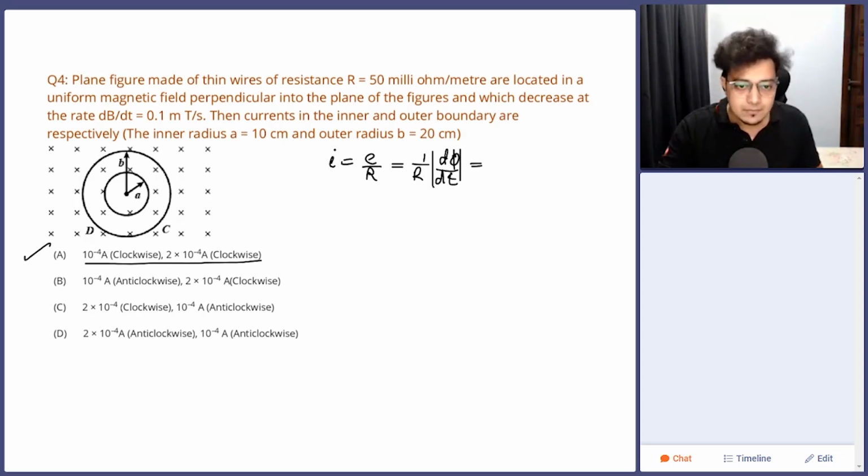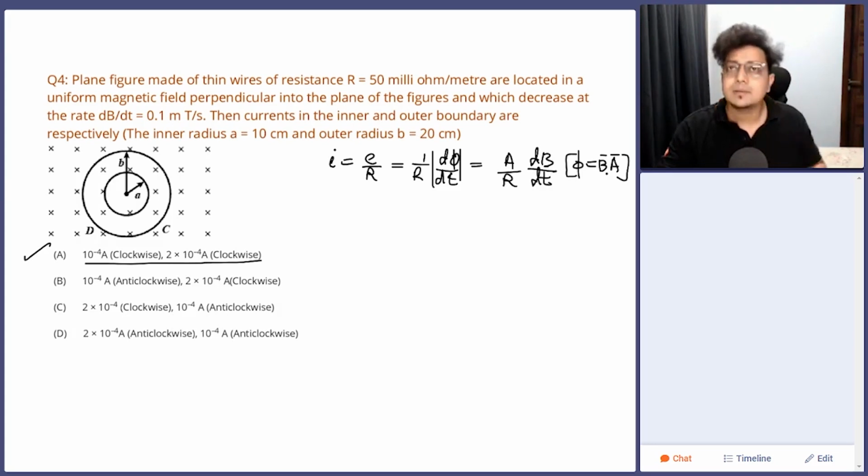Okay. Now flux is B into A, magnetic field into area. The area vector will be in the direction of the magnetic field or the opposite direction of the magnetic field. So either it's 0 or 180. In magnitude, cos 0 or cos 180, both are going to be 1. So that will be gone. We will have just B into A. A will be taken out and we will be remaining with dB by dt. Which formula did we use here? We used flux is magnetic field into area, or B bar dot A bar.